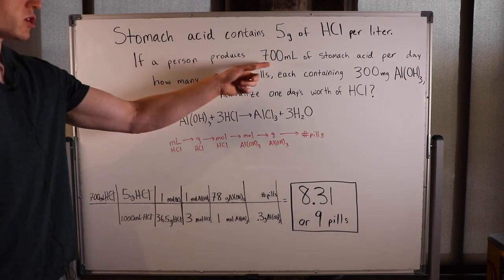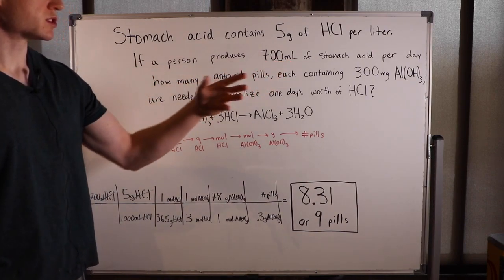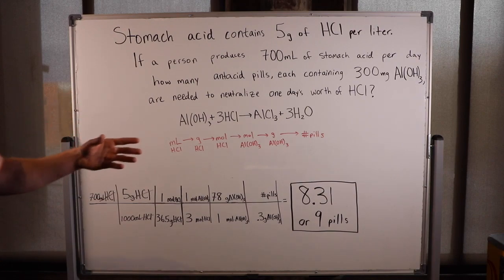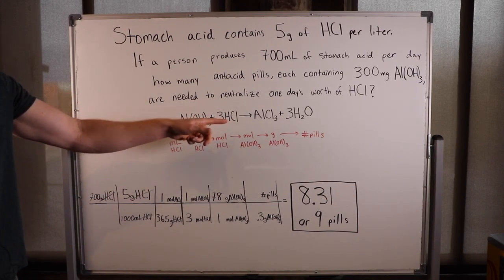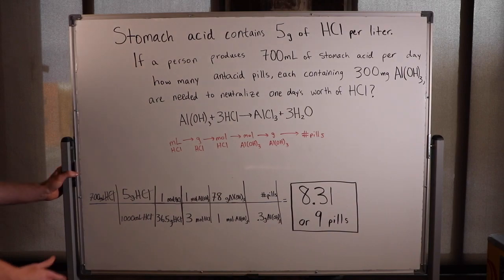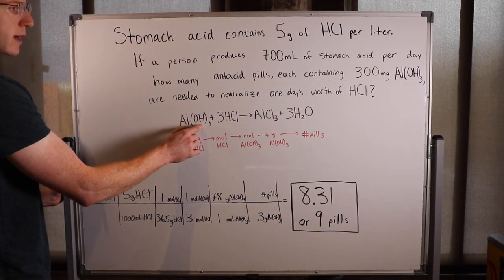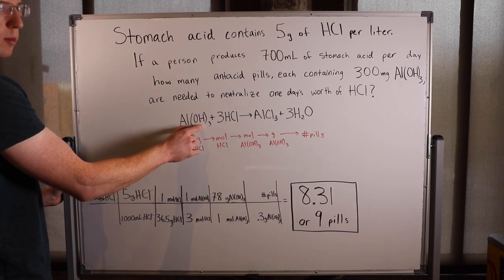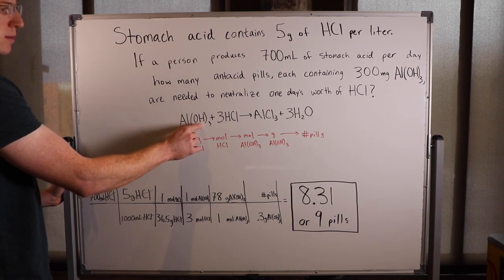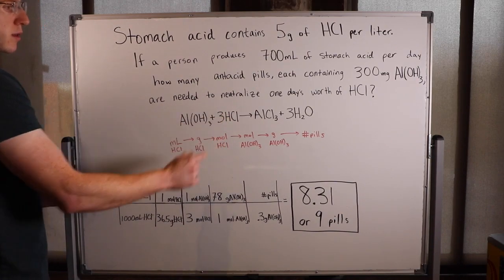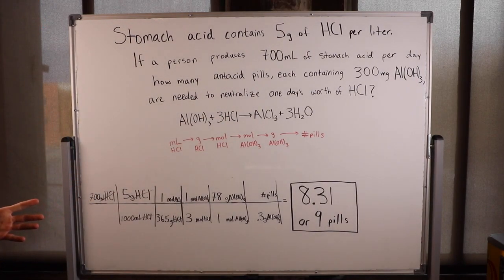Then they give us an initial amount of 700 milliliters of stomach acid. So that means we started out with 700 milliliters of HCl. And then they're simply asking how many pills, if they each contain a certain gram weight, 300 milligrams or 0.3 grams of aluminum hydroxide, do we need to completely react with all of that HCl or completely neutralize it?